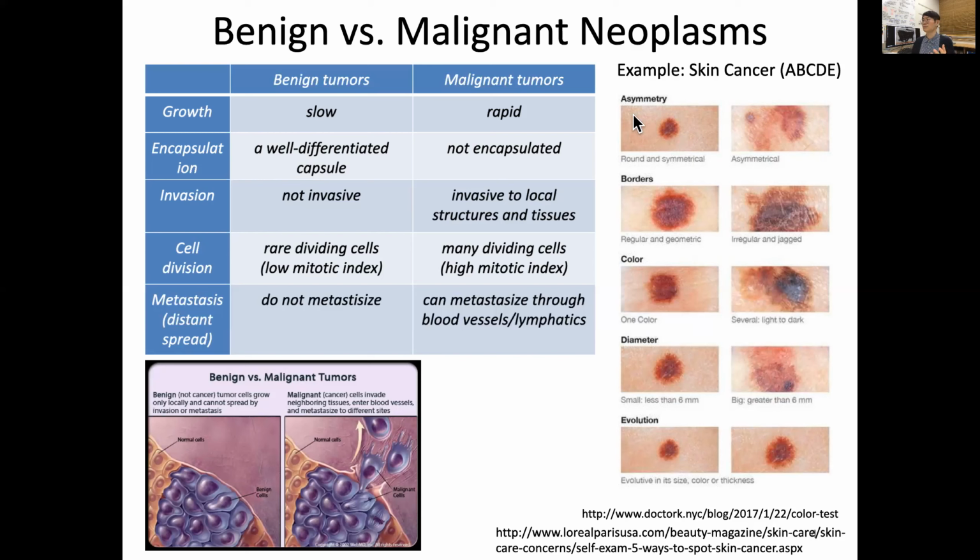So these simple ABCDE, asymmetry, border, color, diameter, and evolution, would be a simple and good way, for even dermatologists or people who have a lesion, to get a good indication.